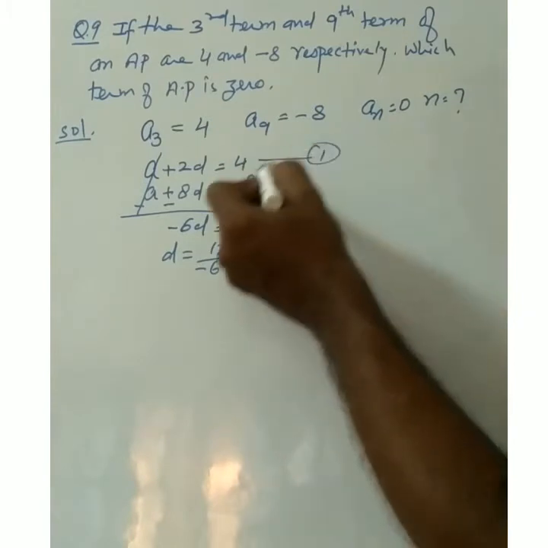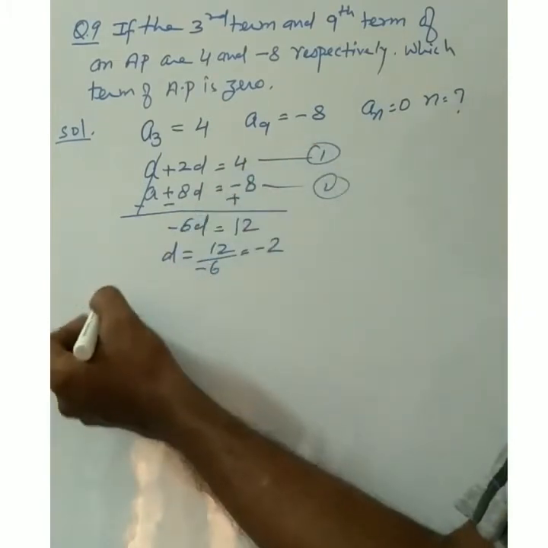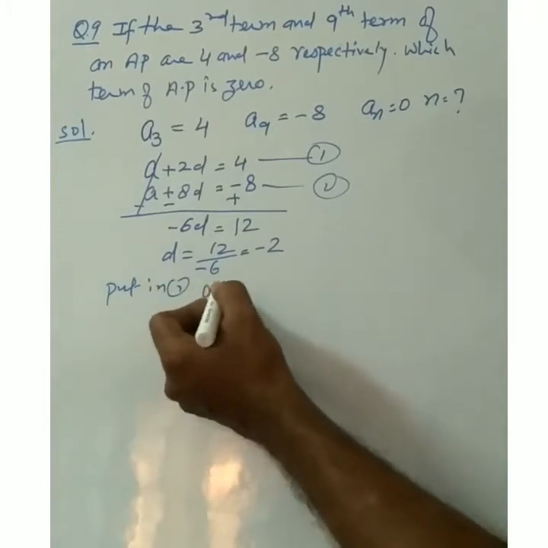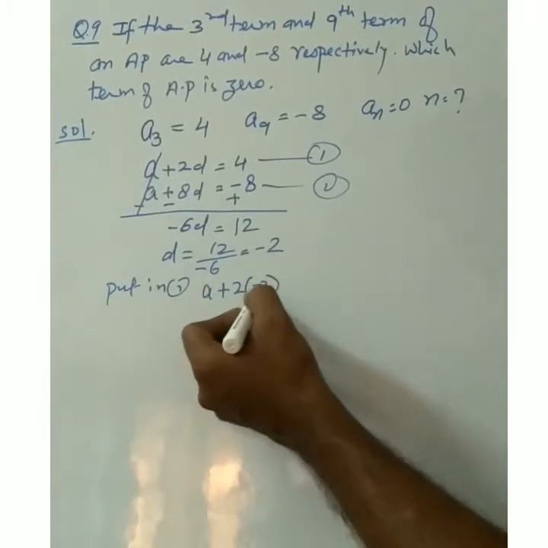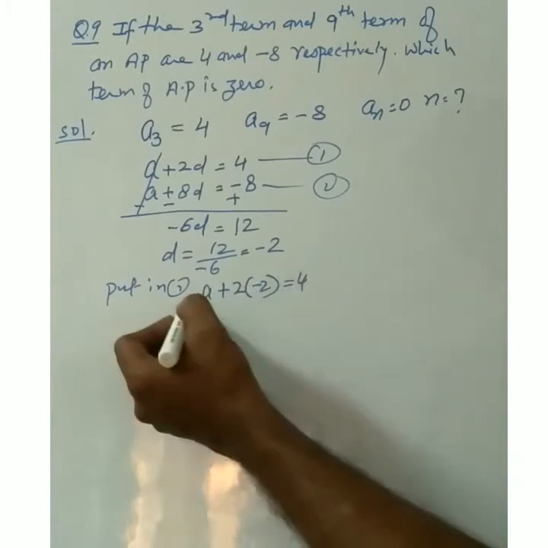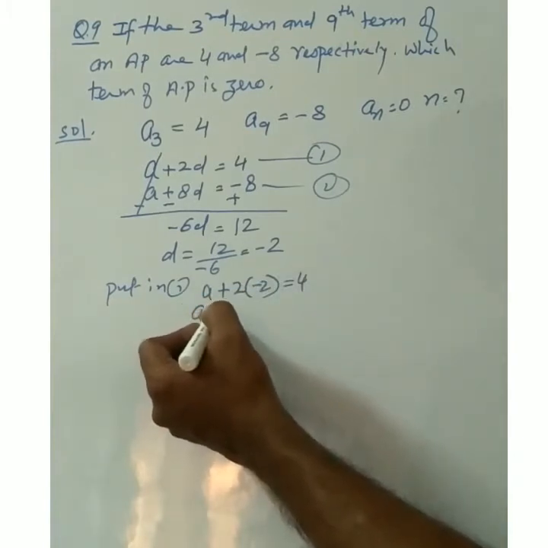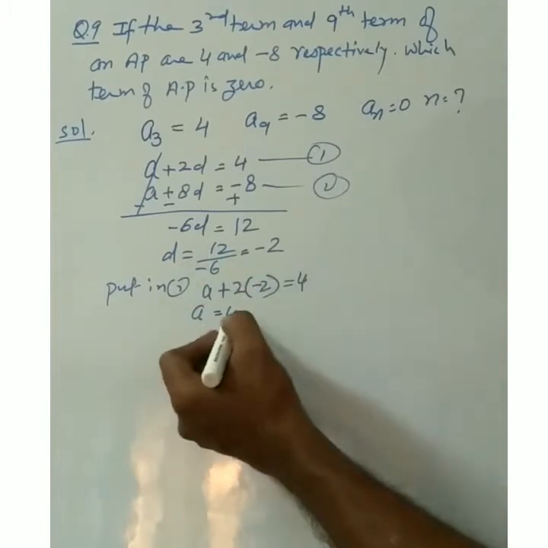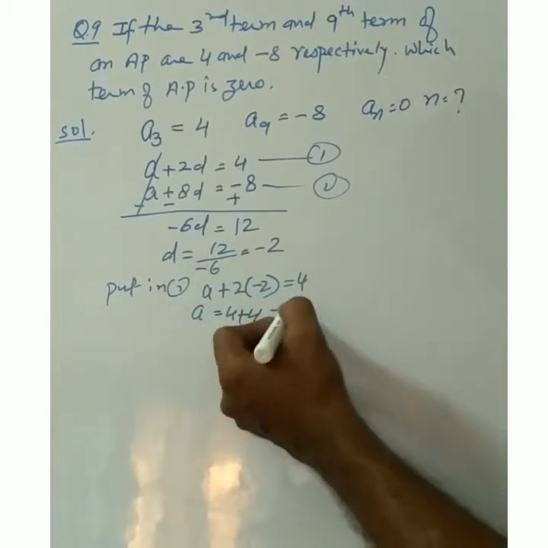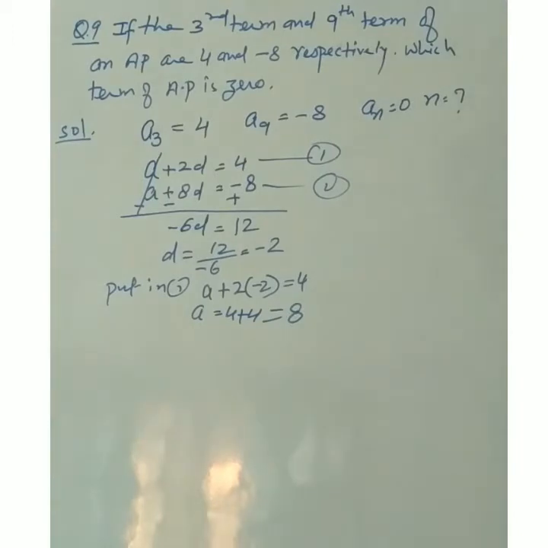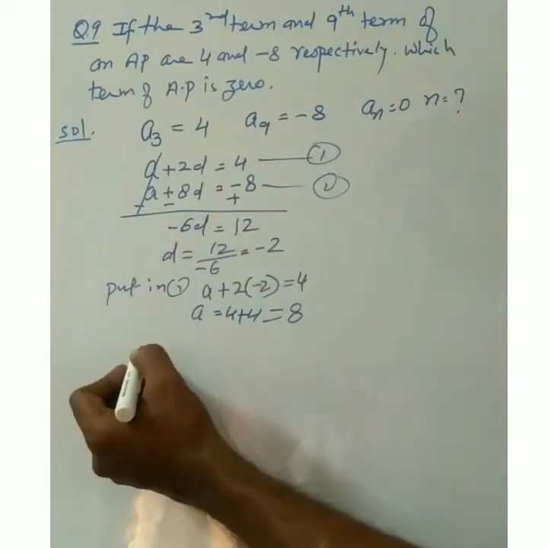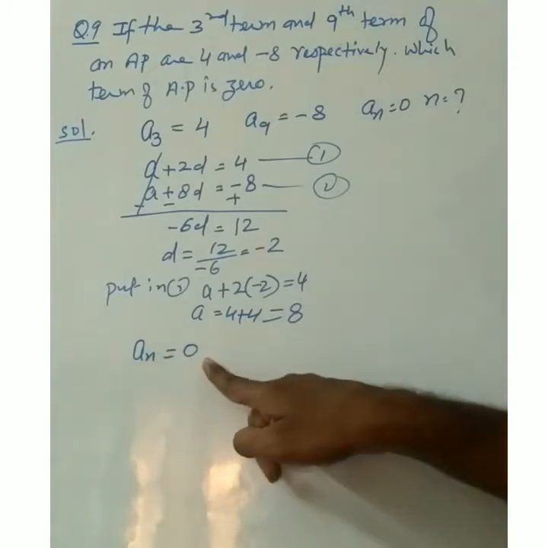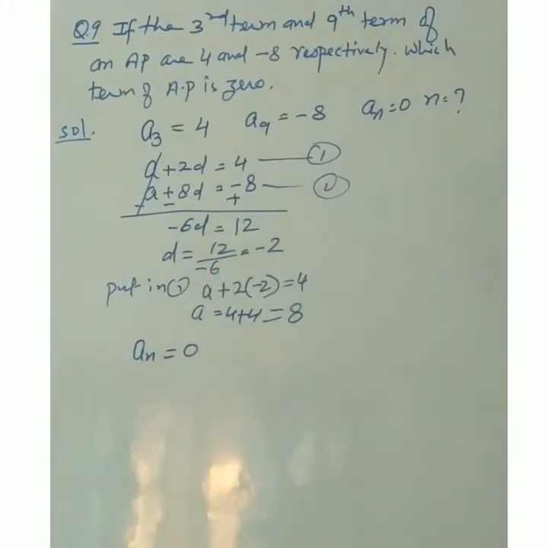Put this value of D in the first. A plus 2 into minus 2 equal to 4. So A equal to 4, and this minus 4 will be shifted to the right hand side, becomes plus 4. So A is 8. Now AN equal to 0. From this AN equal to 0, we have to find out N.